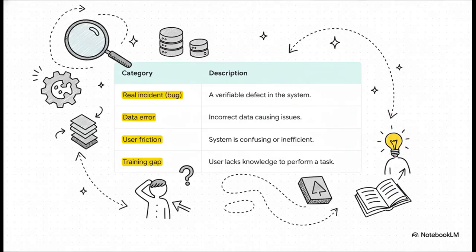Let's just zoom in on step 2 for a second, because this is where the magic really happens. Instead of just having bug or feature, you use categories like these. Is it a real incident, a verifiable bug, or maybe it's a data error from a bad migration? Is it user friction? You know, the system technically works, but it's just confusing or clunky. Or is it simply a training gap where someone just doesn't know the right way to do something? Getting this nuance right is the key to finding the right solution, and fast.